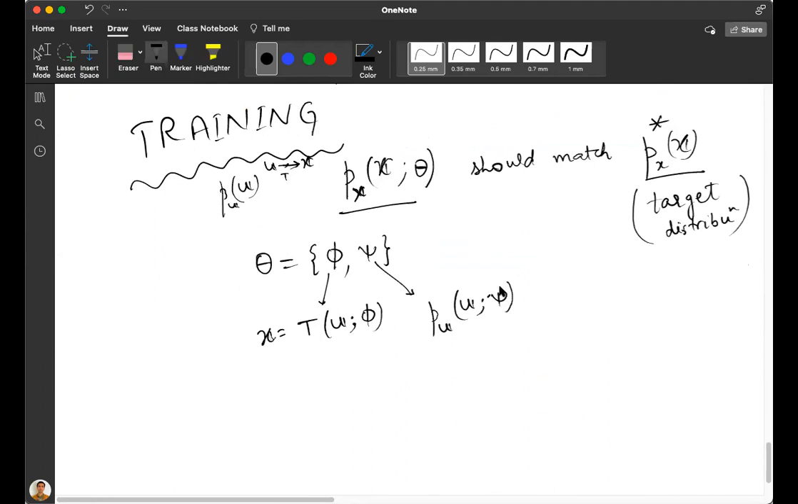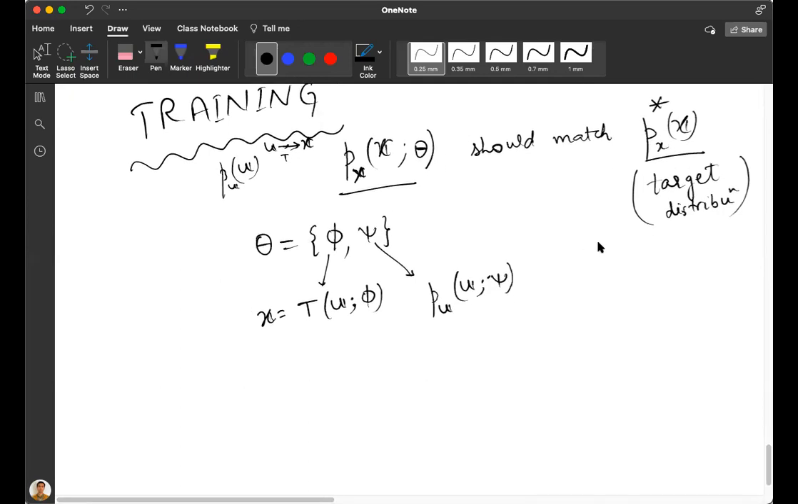Let's say you are using a Gaussian distribution and instead of putting the load of stretching on T, you are letting the distribution itself stretch beforehand. That's also possible. Okay, so not necessary, but now let's see, how do you match two distributions?